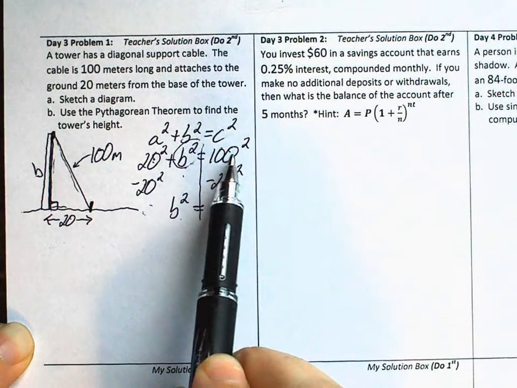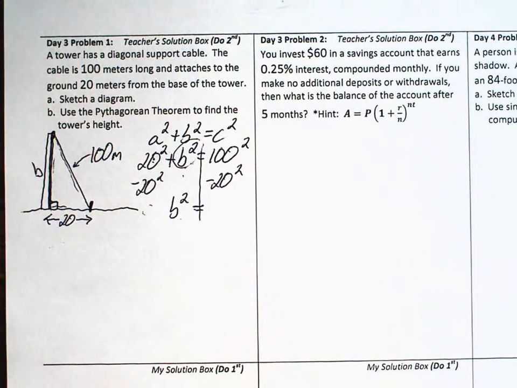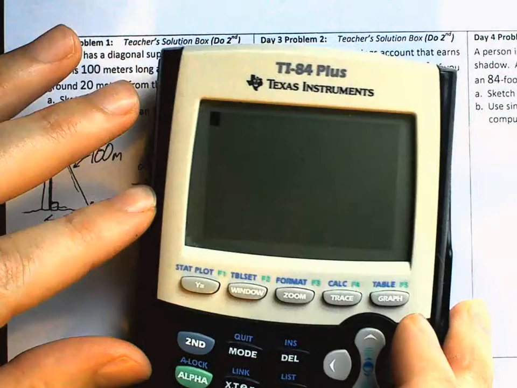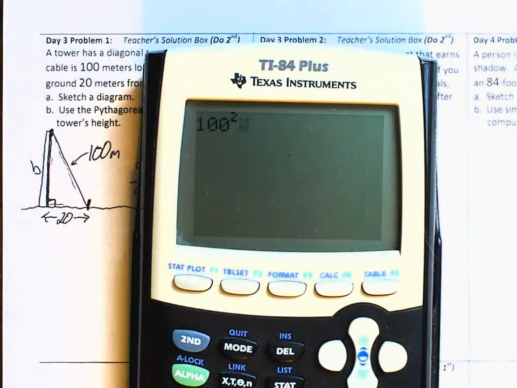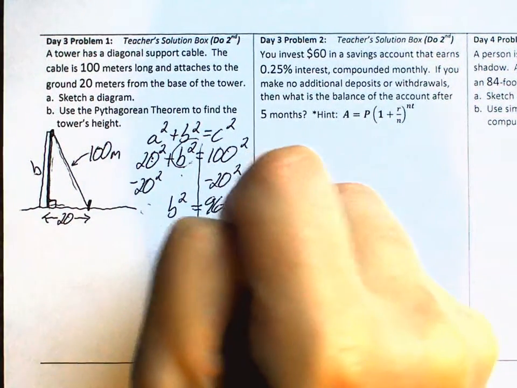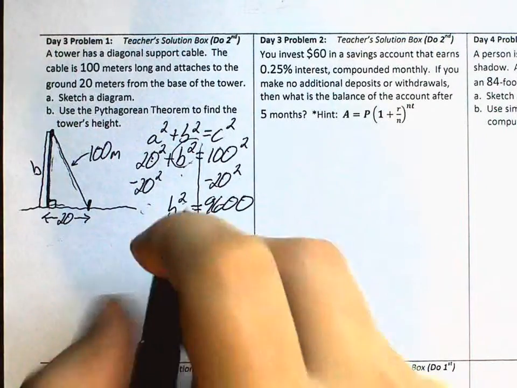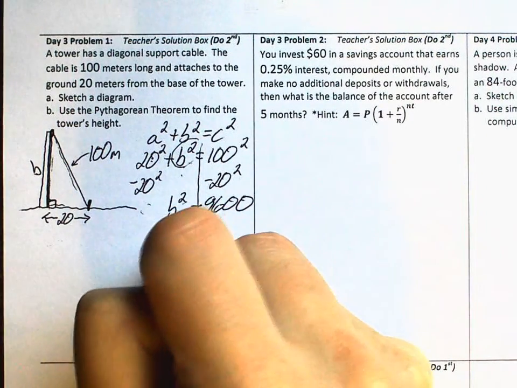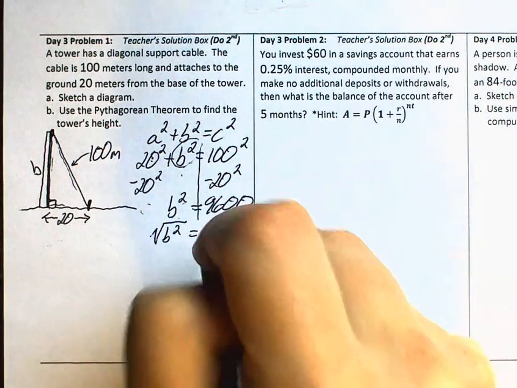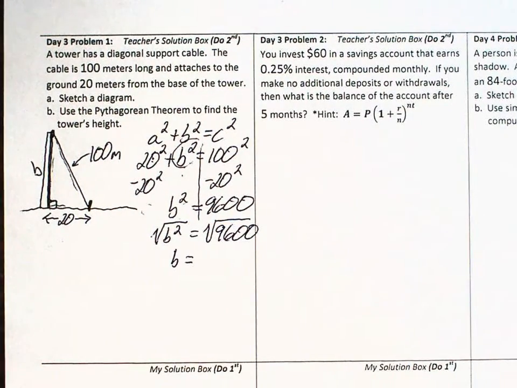Over here to the right side of the equation, we need to figure out 100 squared subtract 20 squared. That's 9,600. Now to remove this exponent and truly solve for the variable b means we need to do square root. So the square root of b squared is equal to the square root of 9,600. b equals, now we need to find out the square root of 9,600.